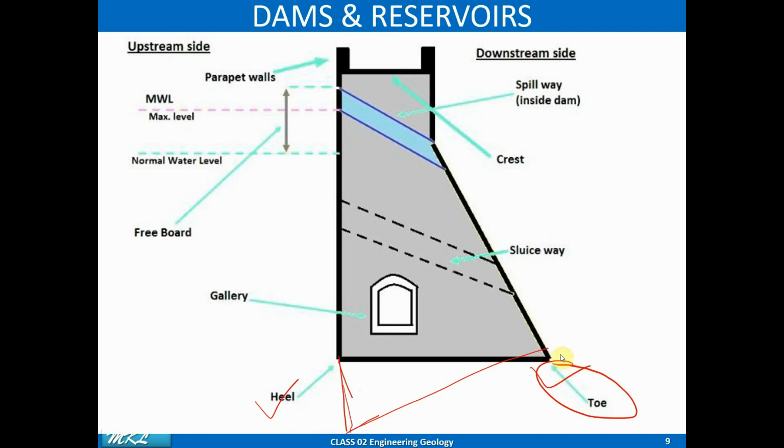Another important point here is the gallery. What do you mean by gallery? The gallery consists of level or gently sloping tunnel-like passages, transverse or longitudinal, within the dam wall, which drain the seepage water from the floor. I am talking about seepage. When you are storing a huge amount of water here, there is a chance of seepage.